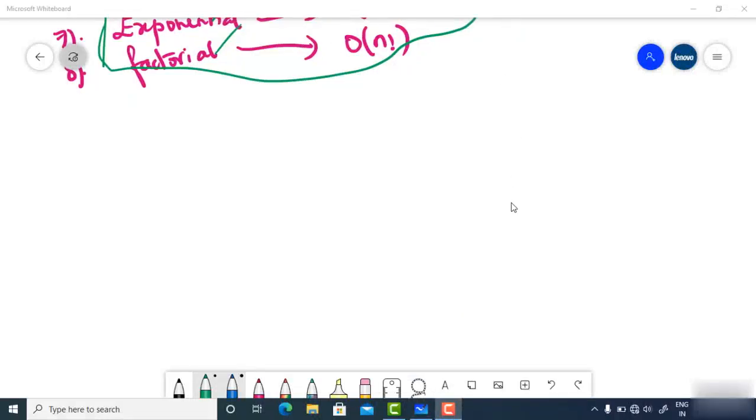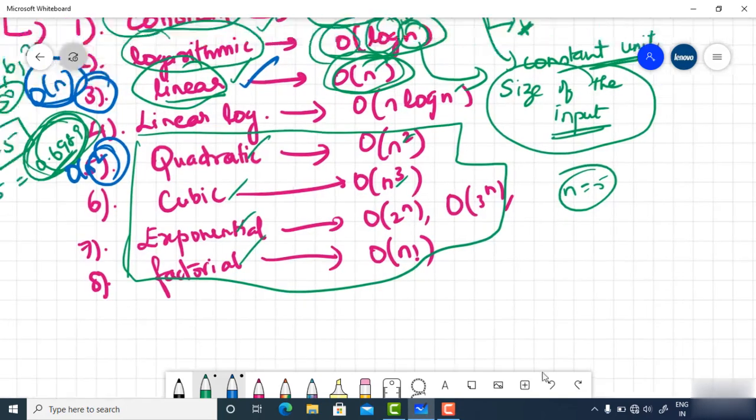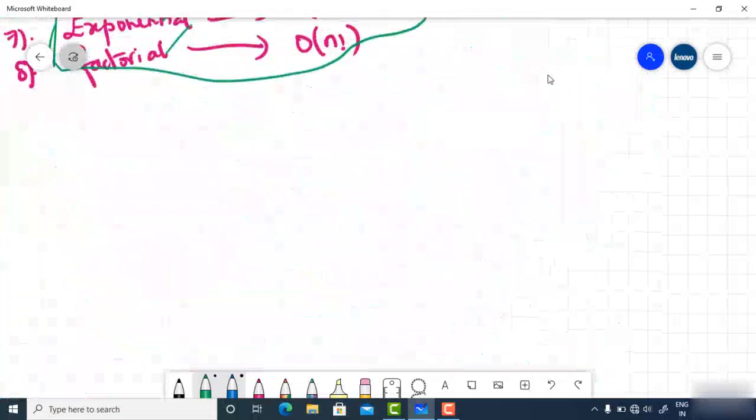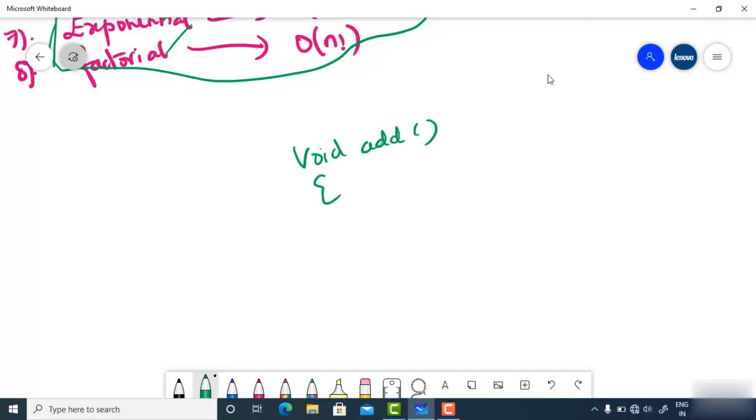Okay, guys, I'll tell you how to find the time complexities now. We have just written a code, right? So let me write the code again, the addition of two numbers code. So void add, and int a, b. I'll just directly write print a plus b, right? Close the loop, okay?